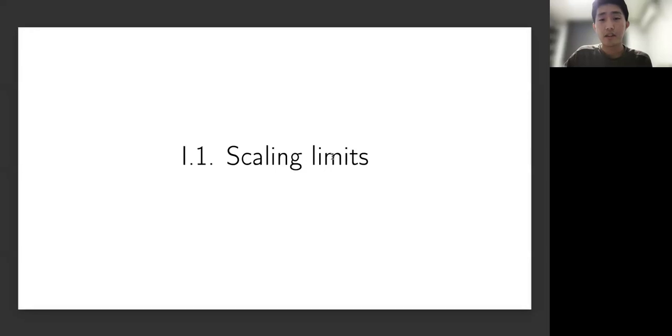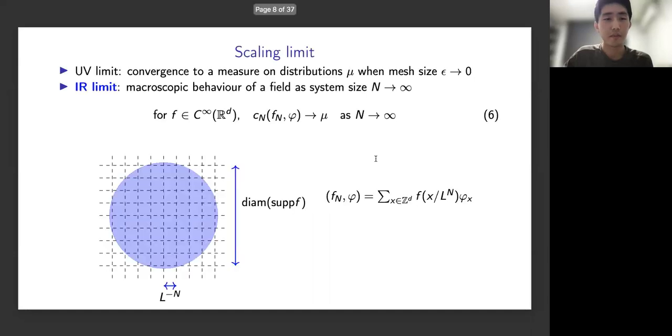First, as I have promised, I will first explain to you what the scaling limits are. There are different regimes of scaling limit. First, you can classify the scaling limit into UV limits and IR limits. The ultraviolet limits explain how a particular field theory converges to a continuum one when you consider a sequence of lattices with the mesh size going to 0. However, this is not the limit we're going to consider.